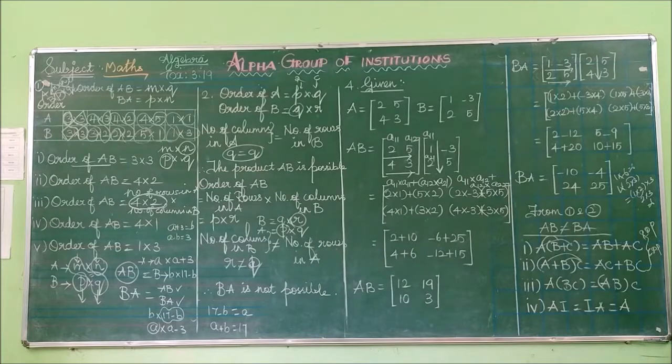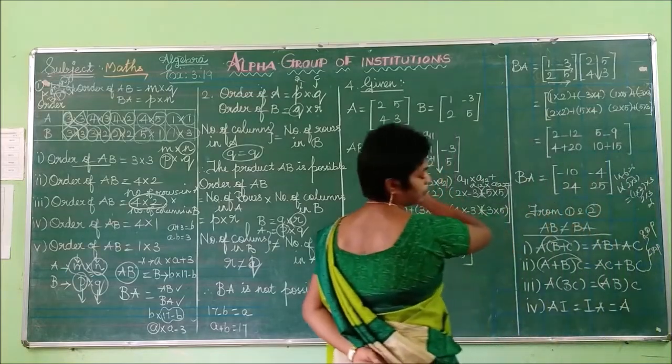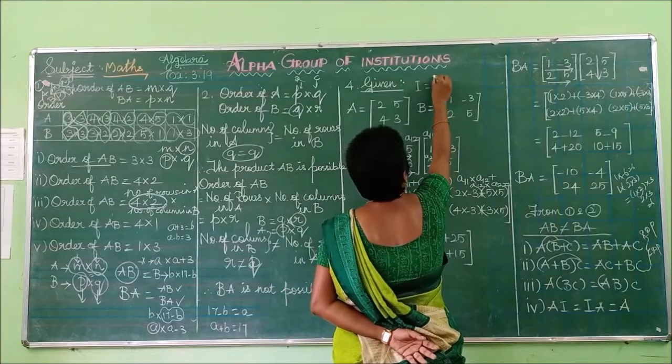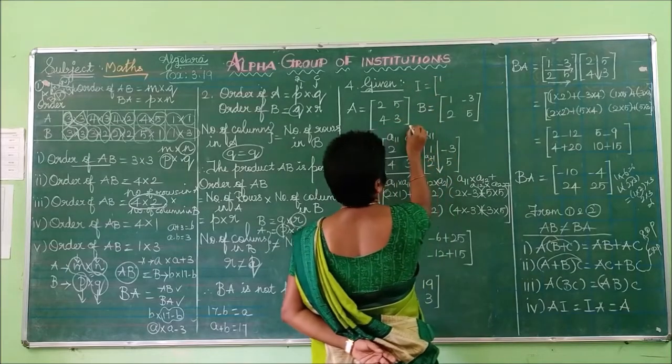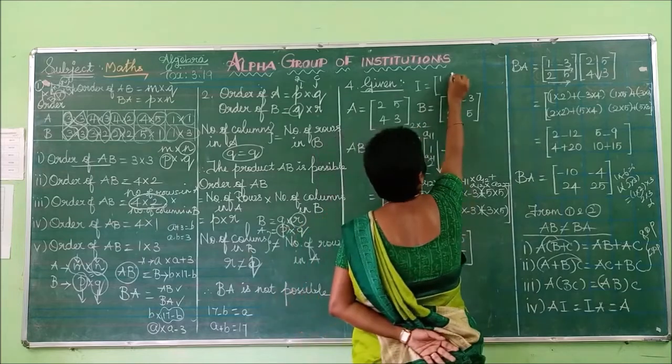So if A is a square matrix of order n cross n, and I is the unit matrix of the same order, then A into I is equal to I into A, which is equal to A. That means you can take one value for the matrix A. For example, if you take this as matrix A, the identity element I is the unit matrix. So this is of order 2 cross 2, and you can take the unit matrix as the same 2 cross 2.